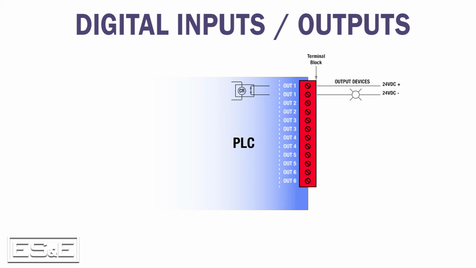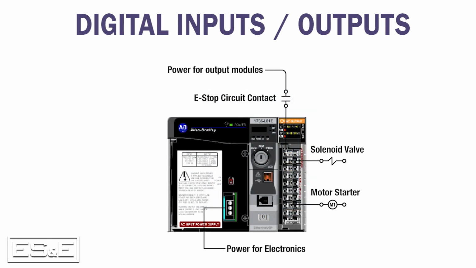Isolated relay outputs also allow the mixing of voltages on the same output card. As you can see, the solenoid controlled by output 3 requires 120 volts AC to operate. It is important to understand that power used to power up the electronics in the PLC is typically not the same power supply for the outputs.